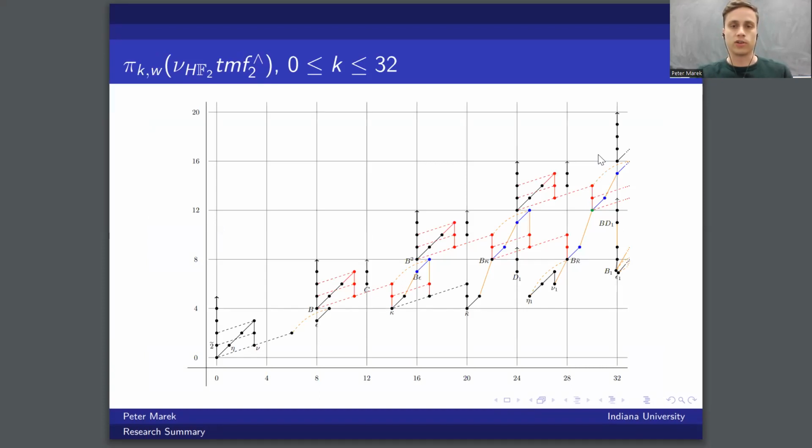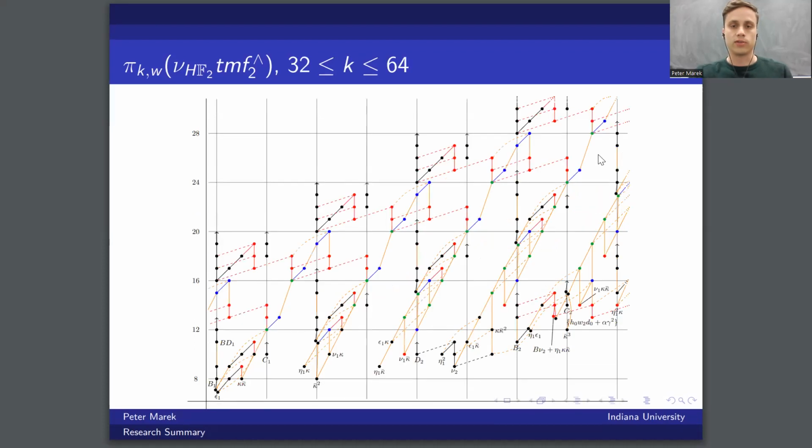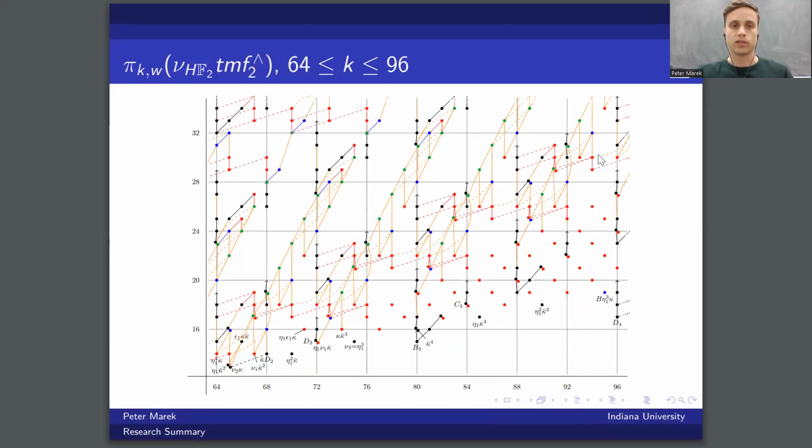So this is from 0 to 32. From 32 to 64, you start to see some sort of braided patterns appearing, and these continue as you go on. And that's all I have.